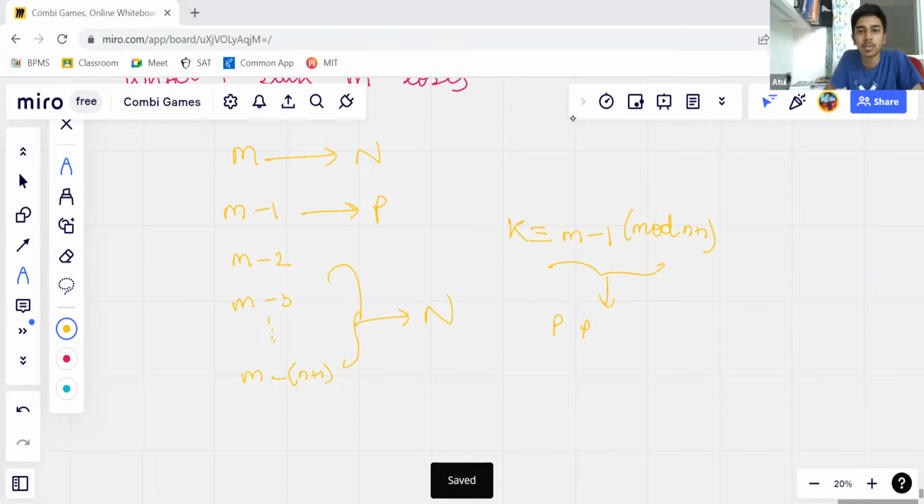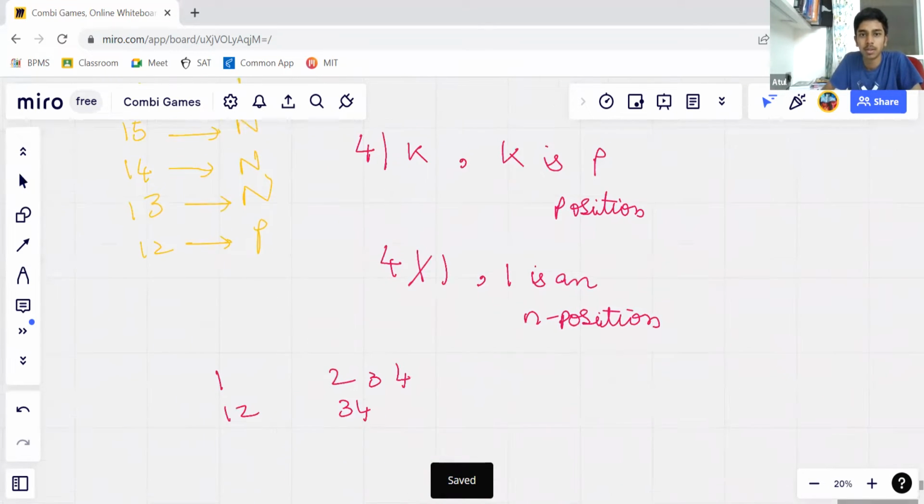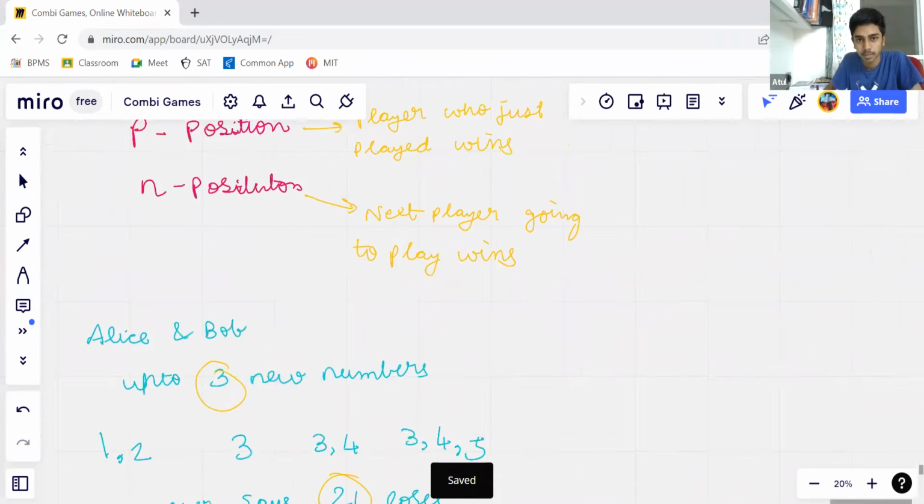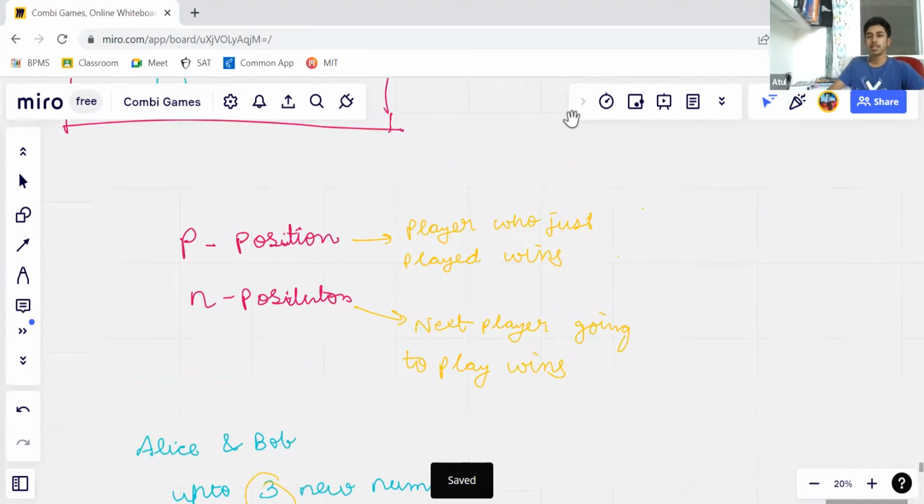All right, so someone asked what N and P positions are. I'll just go back to this. Yeah. So a P position is one where the player who has just played to reach that position has a winning strategy from that point, and it's an N position otherwise. P stands for previous player and N stands for next player. So in an N position, the next player, the one who is just going to make a move, has a winning strategy. Does that make sense?